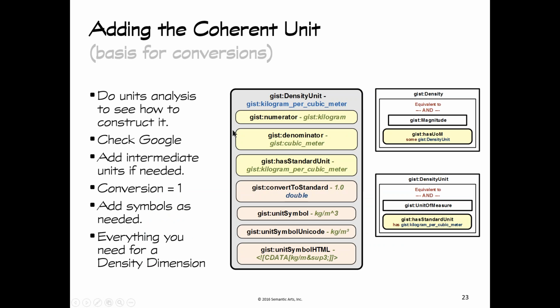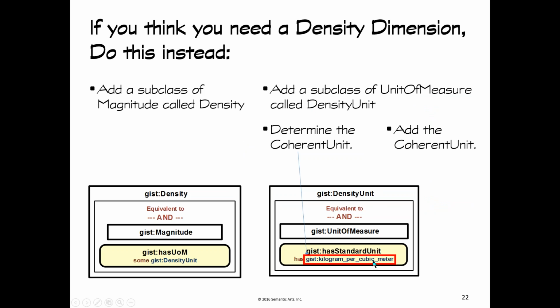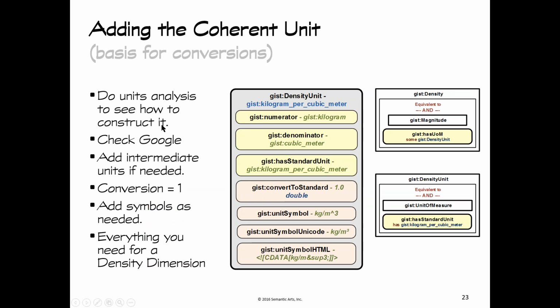So adding that coherent unit, so it's one thing to write it down, kilogram per cubic meter, but we actually want to define what that means, right? So you do a little bit of analysis, you figure out how to construct it, maybe look up Google, that can be a big help, especially if there's things you don't understand. And then add intermediate units if you need to. So in this case, the numerator is kilogram per what? Per cubic meter. Okay, so denominator is cubic meter, and we saw how we could create cubic meter before. We would do 2 levels of multiplier, multiplicand. And then it has a standard unit of kilogram per cubic meter. And then it converts to standard. In this case, it's 1 because it is the standard coherent unit.